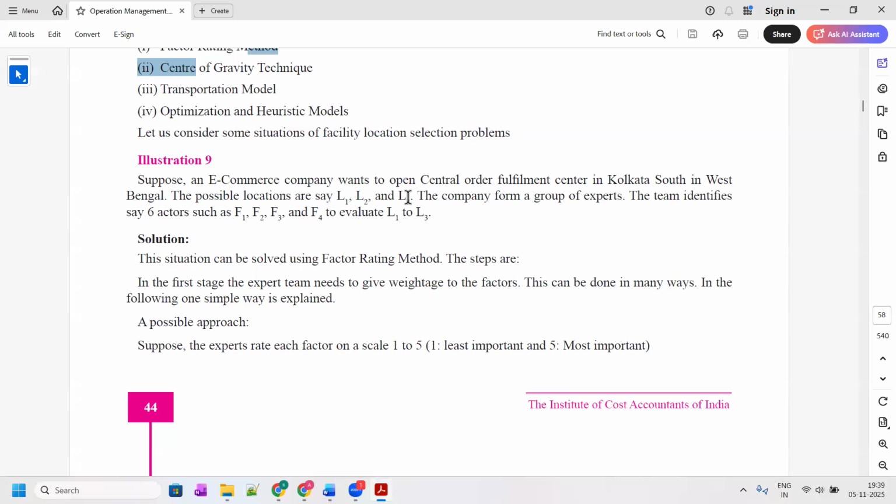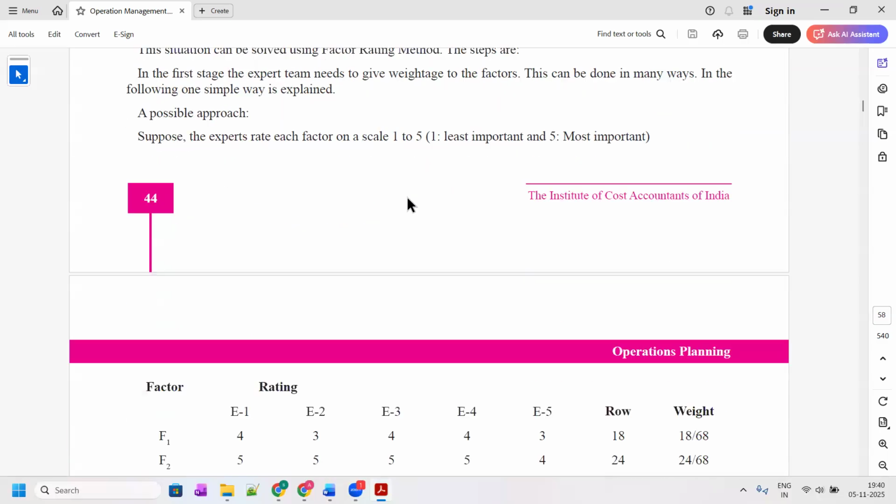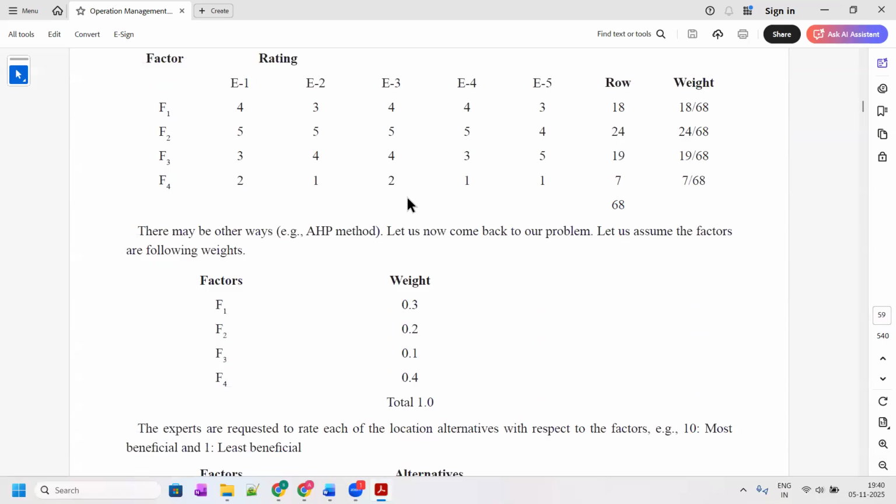Now these experts decide what factors are important and give a weight to each of these factors. For example, they might rate each factor on a scale of 1 to 5, where 1 means least important and 5 means most important. And these ratings ultimately help us decide which of L1, L2, L3 is the best location. So this is just a mathematical calculation, which we call the factor rating method.